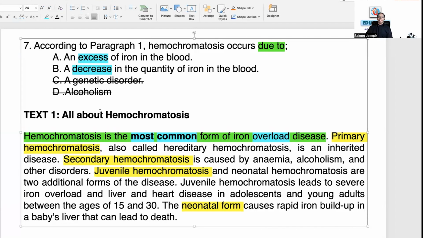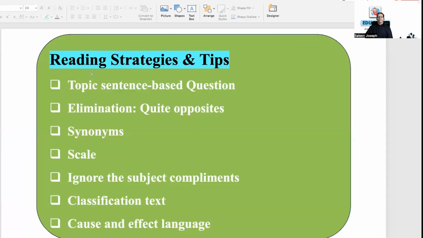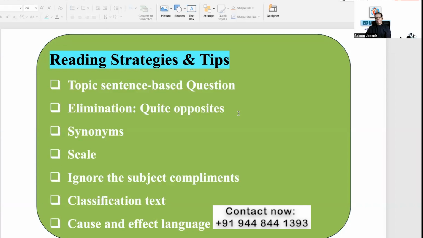Okay? Overload, disease. Overload is the synonym of excess. Yeah, that's what I said. See, one small text, but this is a topic sentence based question. You can use the elimination strategy because there are quite opposite options. When there are two quite opposite options, the other two will be immediately eliminated, 50% elimination. Then you have synonyms, as you have overload and excess. And you have scale, most, common.